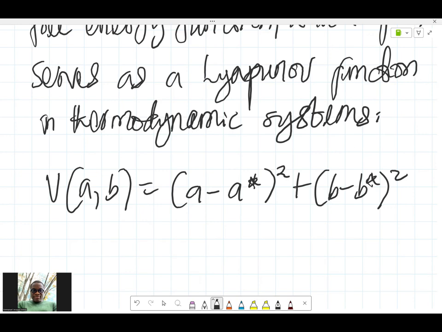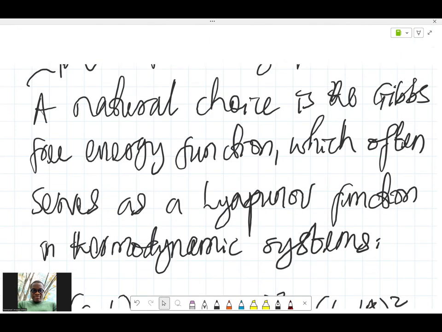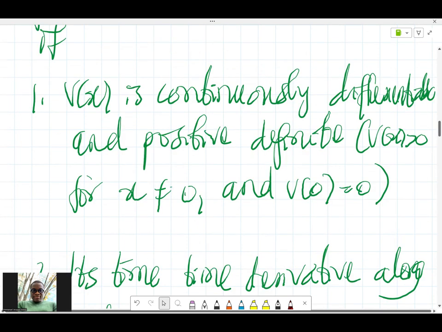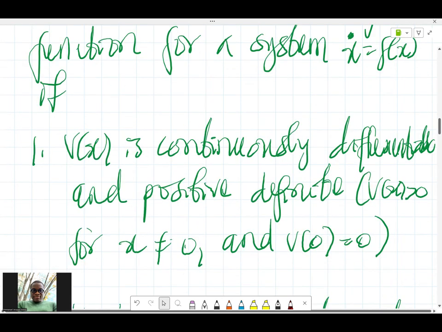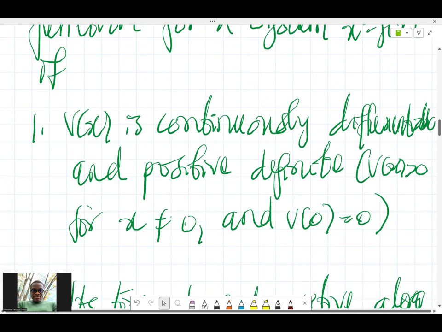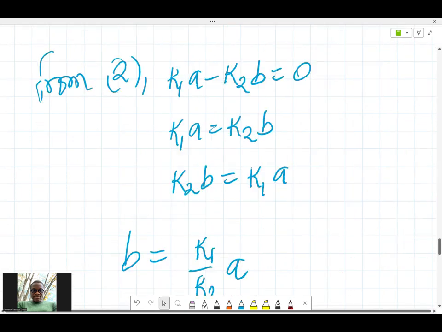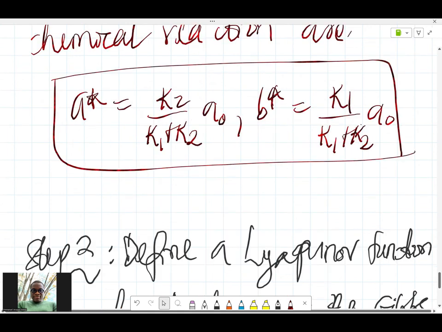From the condition we defined ahead, for the Lyapunov function, V of x is continuously differentiable and positive definite. So if you put 0 for A and B, you get 0, but if you put anything apart from 0, the answer will have to be greater than 0. And that works for this particular expression we have right here.